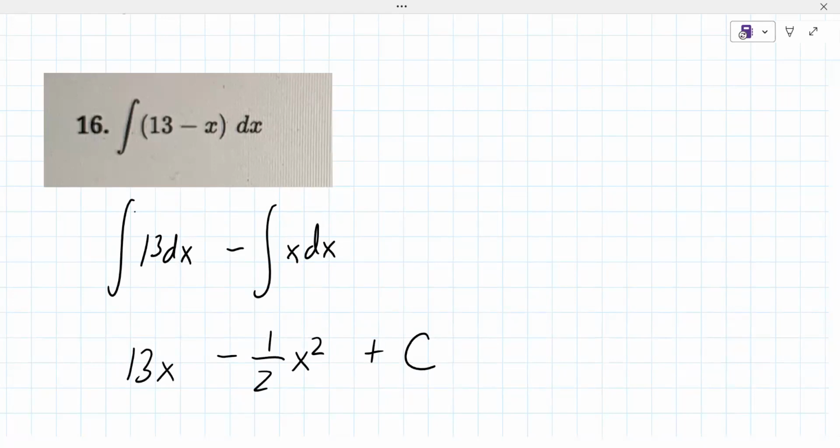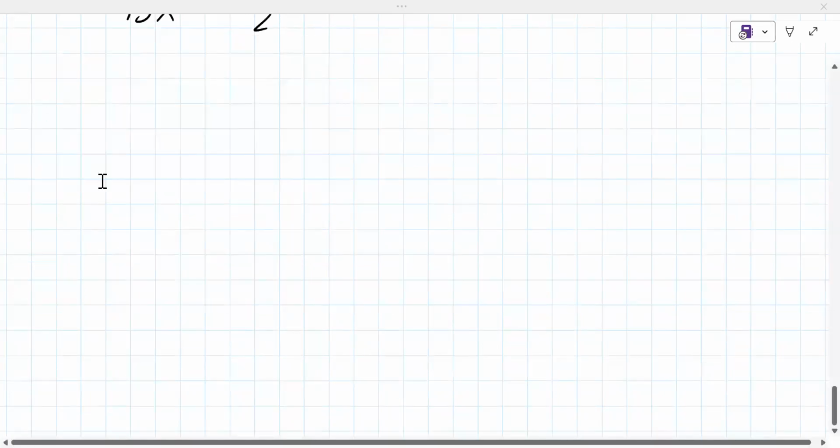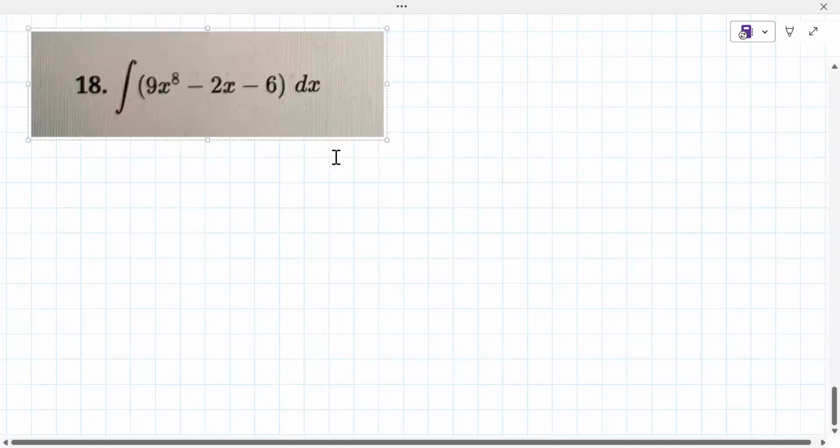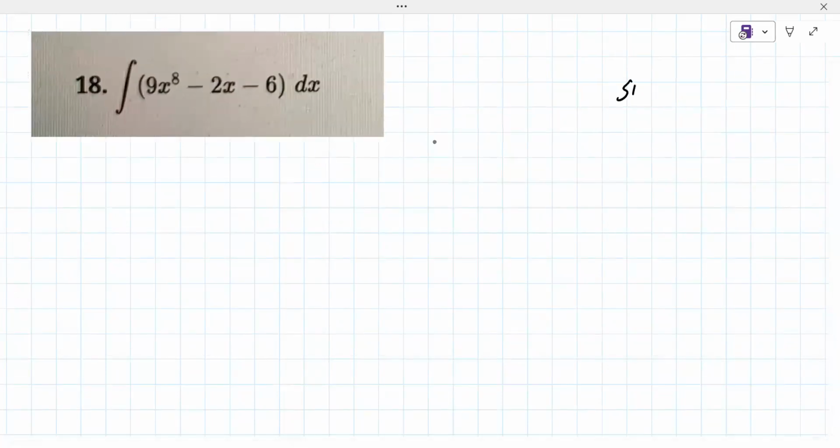All right, so let's have you try number 18 on your own here. This is good to see if you got everything down. Try to simplify your fractions as much as possible if you can.